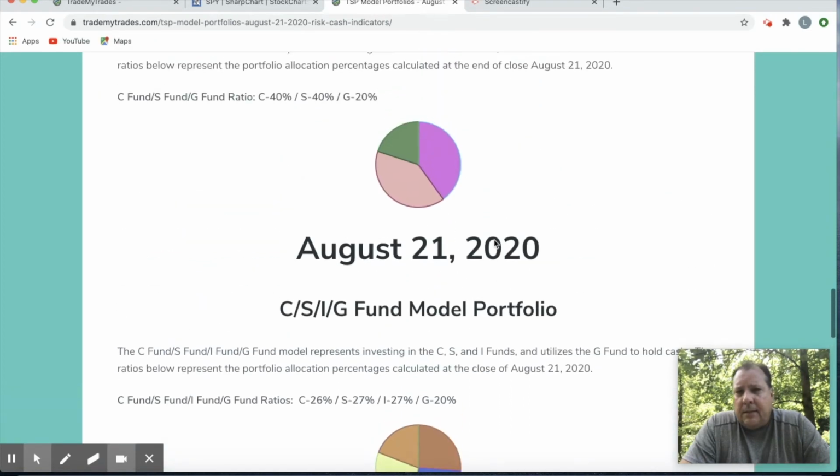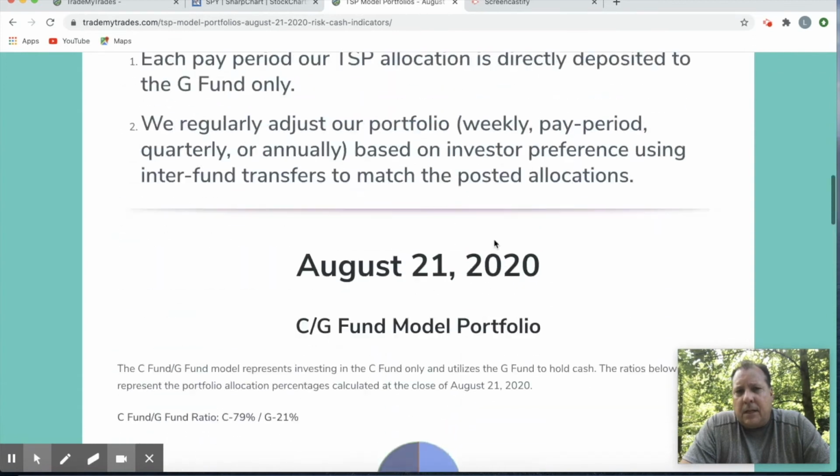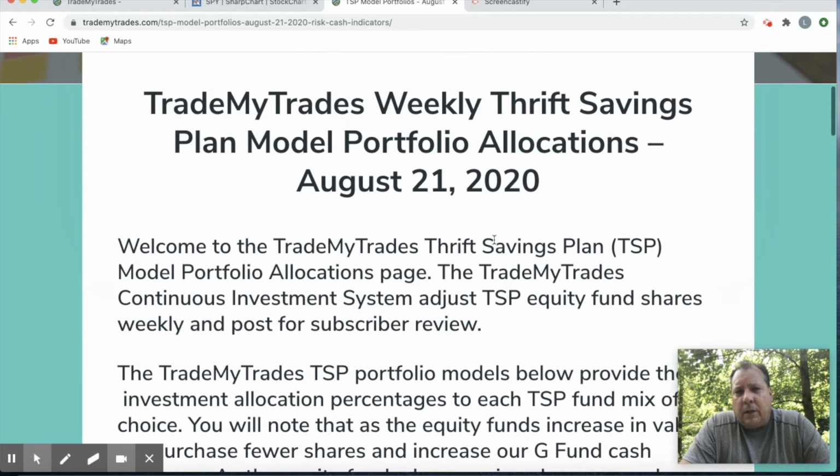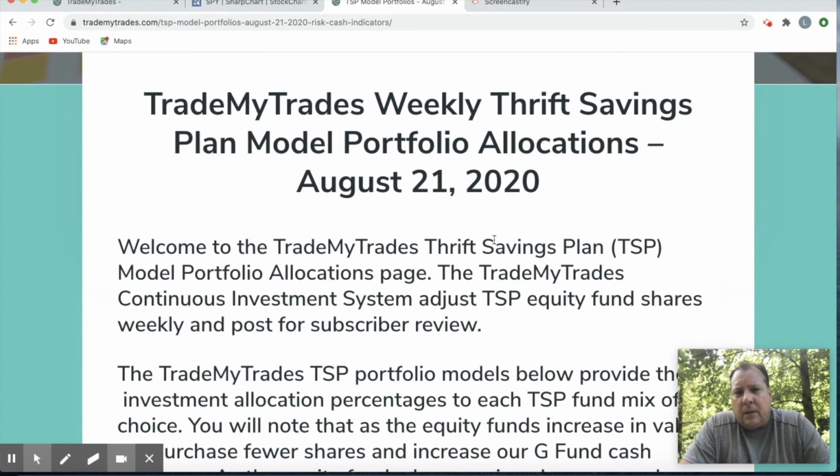Guys, that's how the risk cash indicator helps us monitor the market and manage our portfolio accordingly. We don't want to have too much at risk, but we do want to be in the market in case the market continues to go up, and we can profit from that. But we don't want to have so much in the market that if it goes down, we don't have money available on the sideline to invest more.